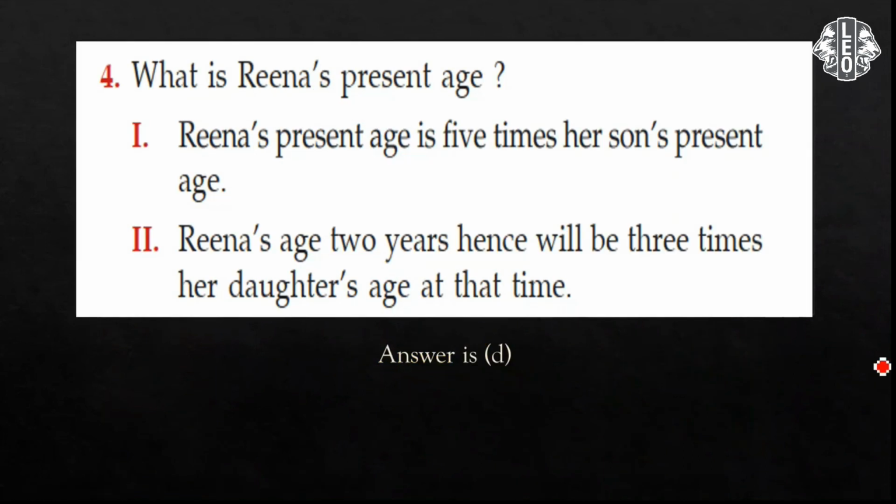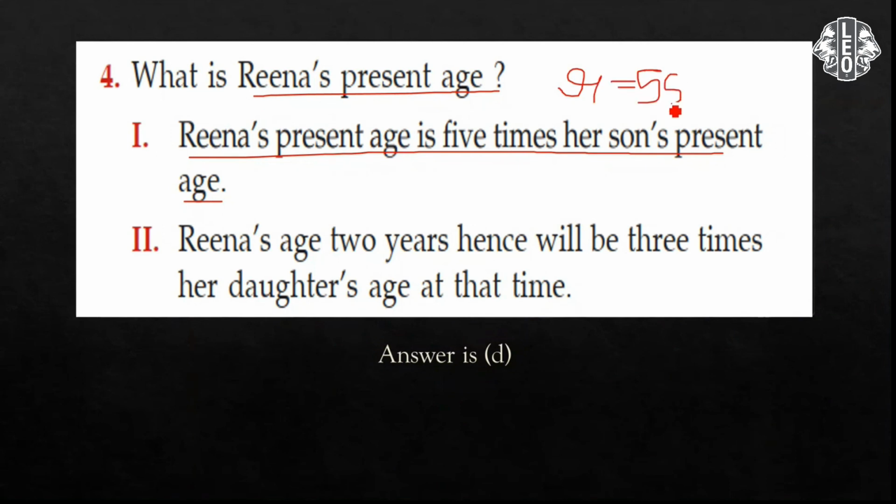Another one. This is another type of problem. Dina's age is 5 times her son's age, so what I can get is R is equal to 5 times S. This is the data I can get from the first statement. Again, in two years Dina's age will be 3 times her daughter's age.